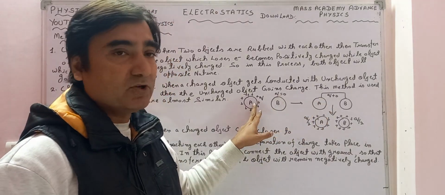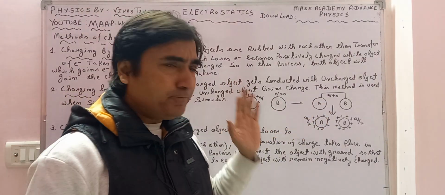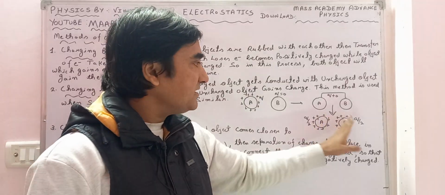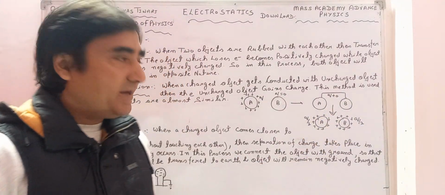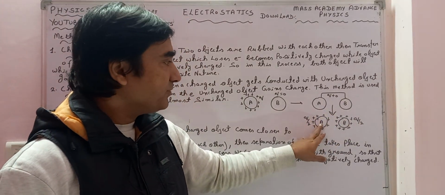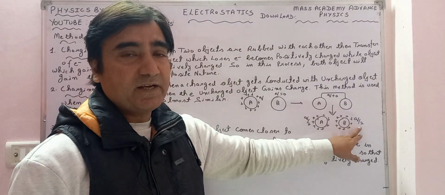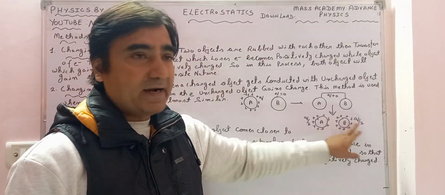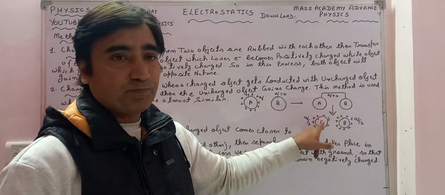This body is already positively charged. This process will continue until the charge becomes the same on the two bodies. So this body will become q by 2 and this body will become q by 2. The nature will be the same on the two bodies.